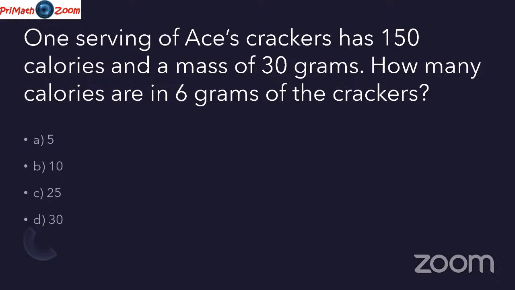All right. So it says 1 serving of Ace's crackers has 150 calories and a mass of 30 grams. How many calories are in 6 grams of the crackers? I want to see how you came up with your answer. I see you are putting 30 for your answer, but how did you come up with 30? How did you work it out? Can you explain it to me so I can see how I can try to work it out as well? That is where I want us to go.